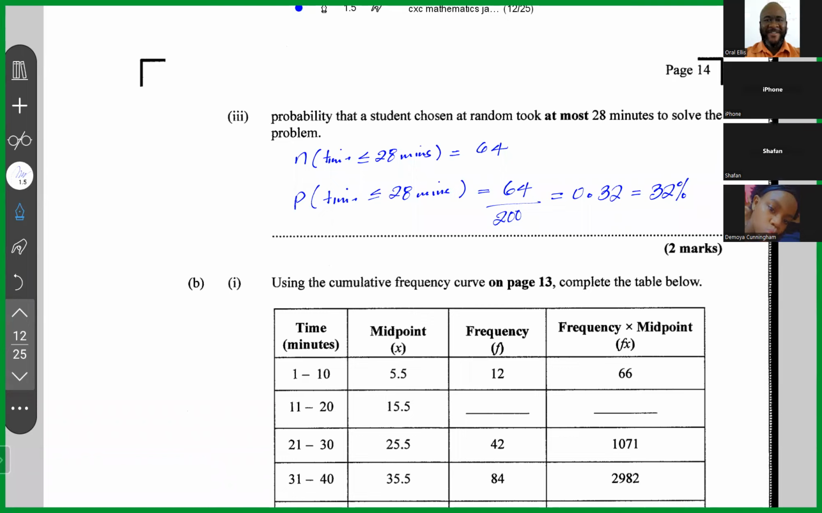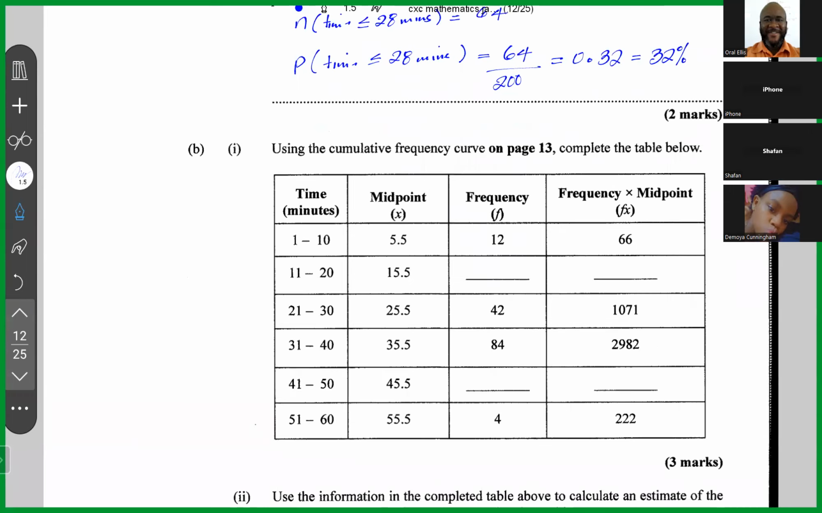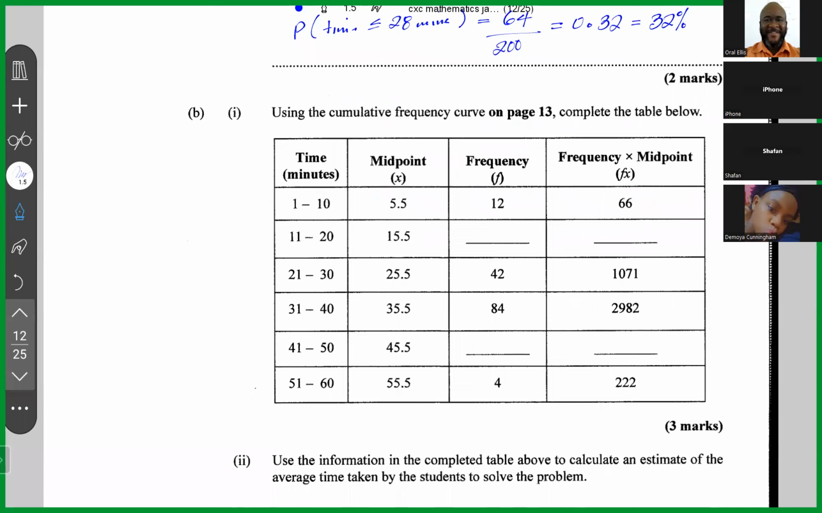All right, so let's move on to the B part of the question. It says, using the cumulative frequency curve on page 13, complete the table below. The first thing we want is the frequency for the time interval 11 to 20 minutes. So let's find out who took 20 minutes. Let's find out the cumulative frequency.